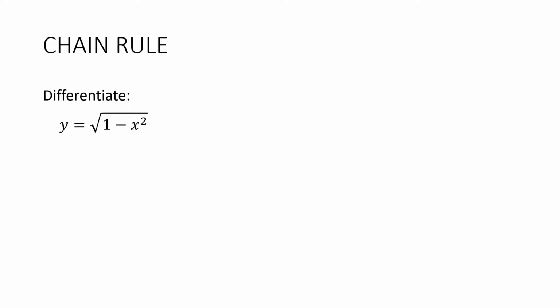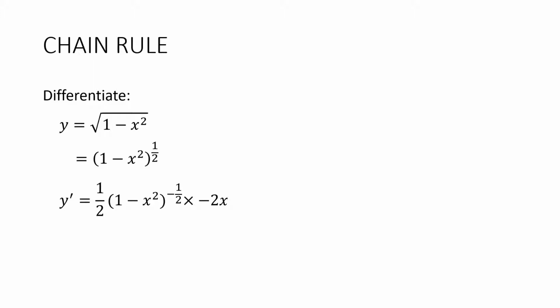Here's a harder one. Here I've got the square root of 1 minus x squared, and just like we've been doing before, I need to change that into index form. And again, I have a function sitting in another function. So when I do my derivative, I'm going to do the outer function first, bring this half down, leave that alone. That's going to become to the negative half.